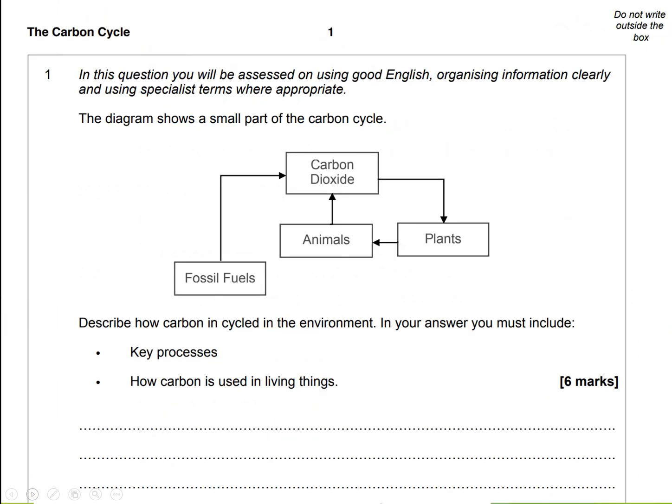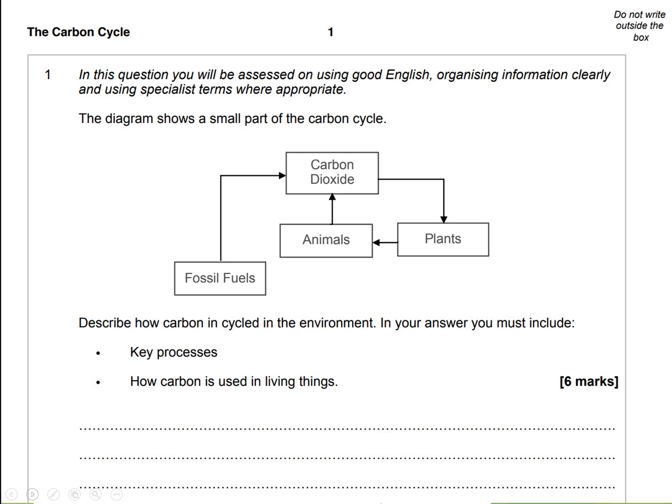Last question, I want you to have a go at seeing if you can remember the carbon cycle. So this is from over a month ago that we did the carbon cycle. So it's right at the very beginning of your booklet. This is a QER question. So in this question, you'll be assessed on using good English.